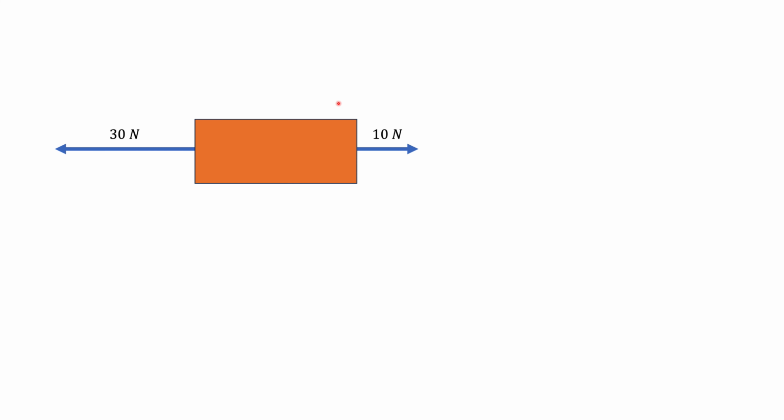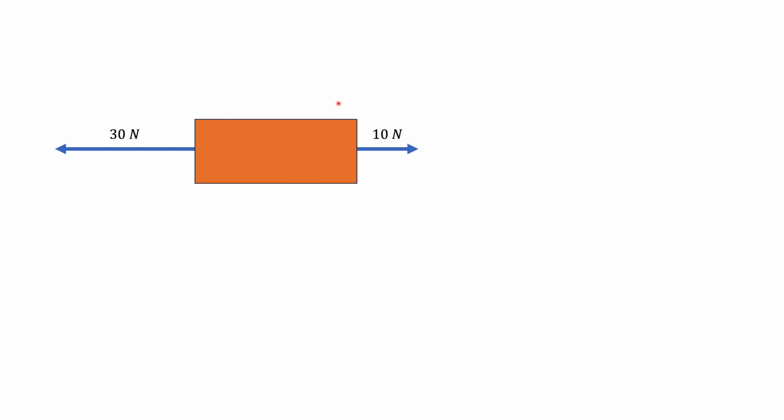Let's consider a 1D case. It turns out that in this case we can just use one real number to represent a vector. So here we have a brick that's being pulled by two forces. We have a 10 newton force to the right and a 30 newton force to the left.